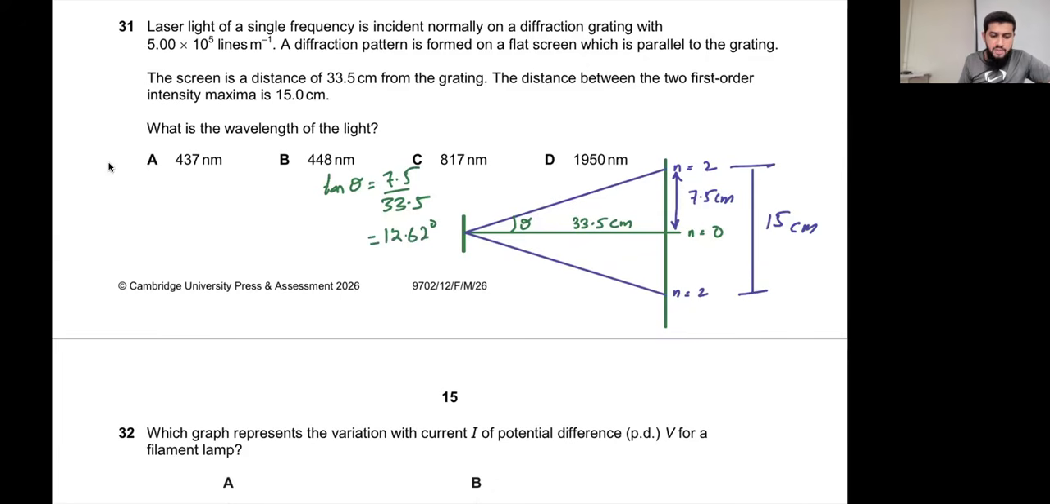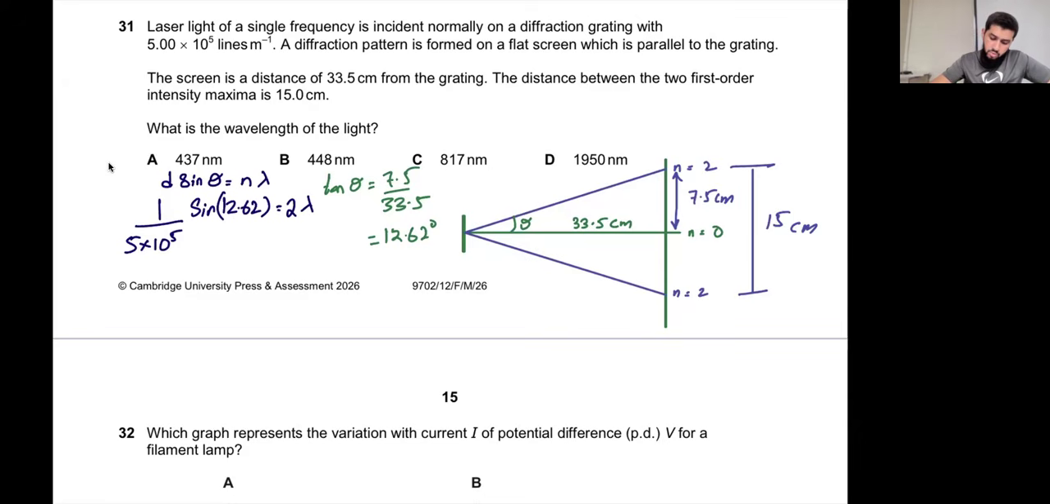I need to find out the wavelength. d sine theta equals n lambda. d is 1 upon 5 times 10 to the power 5. Sine theta is 12.62, n is 2. Lambda is my unknown. So sine 12.62 divided by 10 exponent 5.